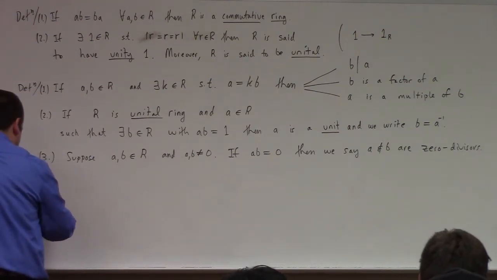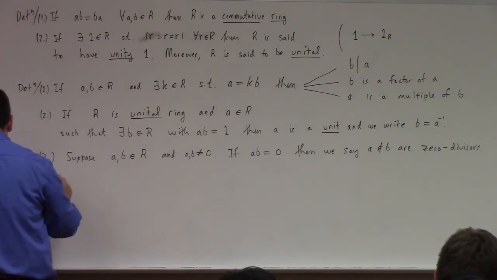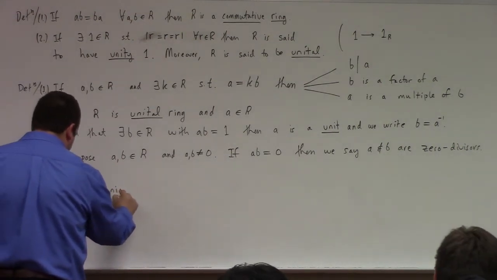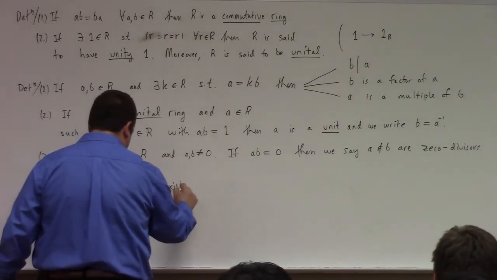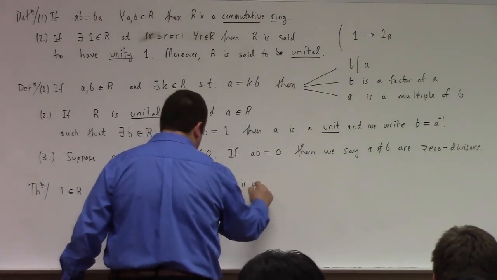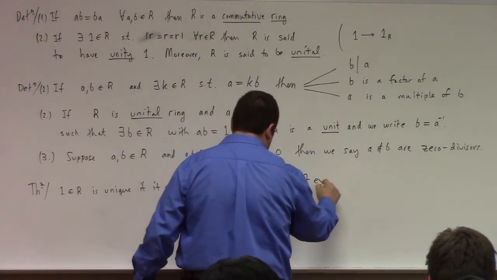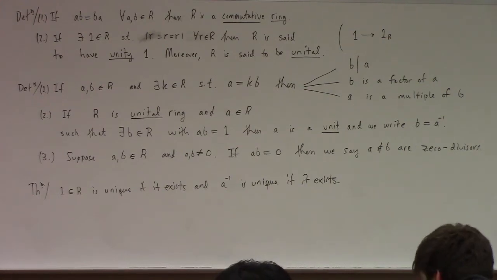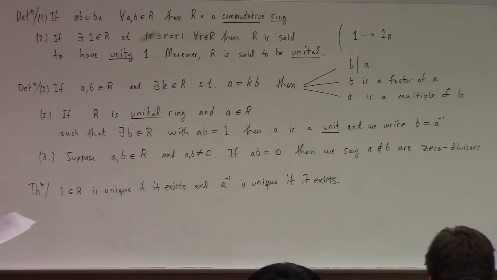Theorem: 1 in R is unique if it exists, and A inverse is unique if it exists in a ring. The same arguments I gave you on day 1 hold true here. If there is a multiplicative identity, it has to be unique. If there's an inverse for an element, it has to be unique. We can reiterate the same arguments we made on day 1 to prove this. So that means my notation A inverse is not a bad notation. A inverse isn't a set of things; it's a specific thing, if it exists.